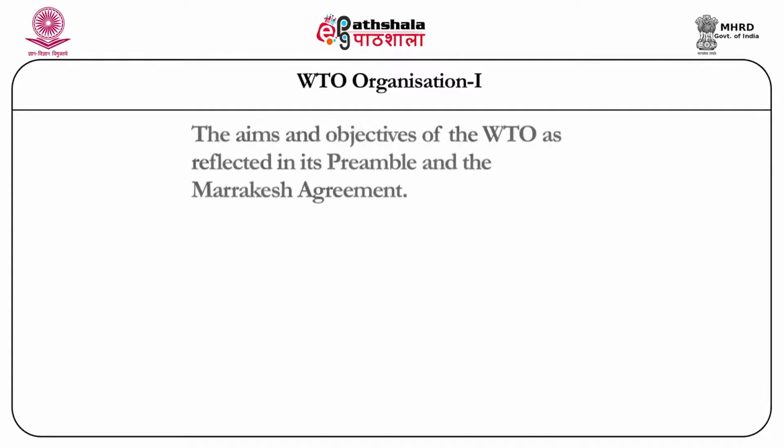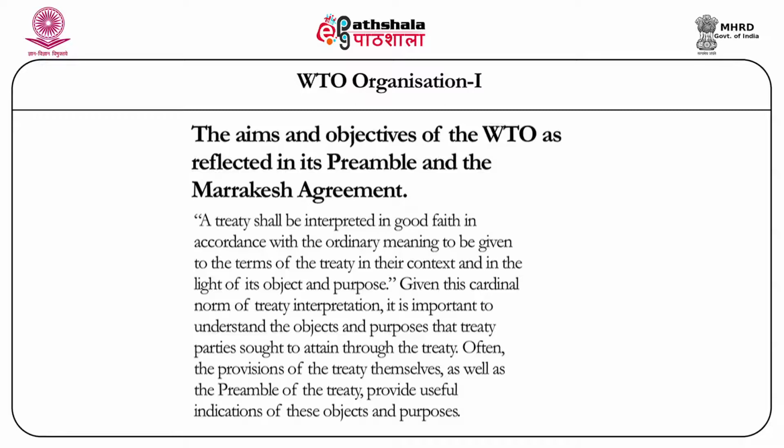Now we would understand the aims and objectives of the WTO as reflected in the preamble and the Marrakesh Agreement. A treaty shall be interpreted in good faith in accordance with the ordinary meaning to be given to the terms of the treaty in their context and in the light of its object and purpose. Given this cardinal norm of treaty interpretation, it is important to understand the objects and purposes the treaty parties sought to attain through the treaty. Often the provisions of the treaty themselves as well as the preamble of the treaty provide useful indications of these objects and purposes.